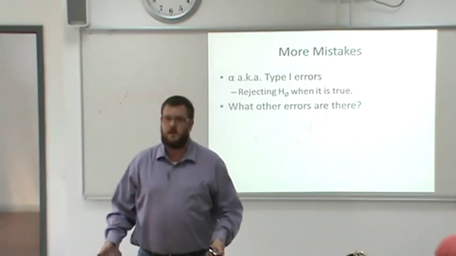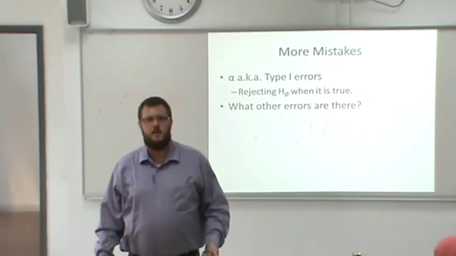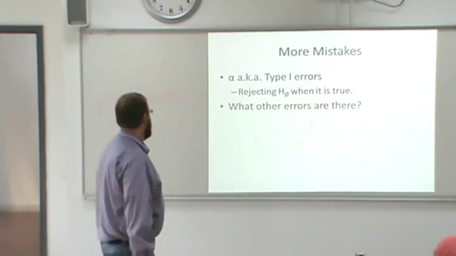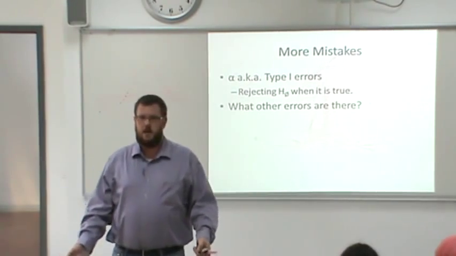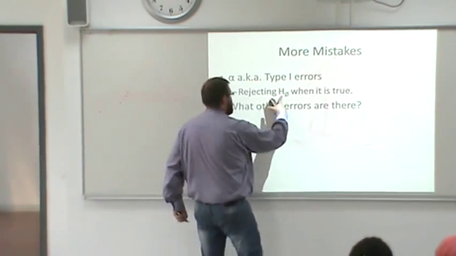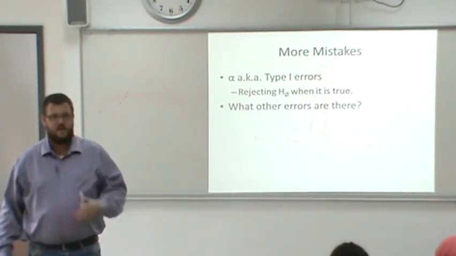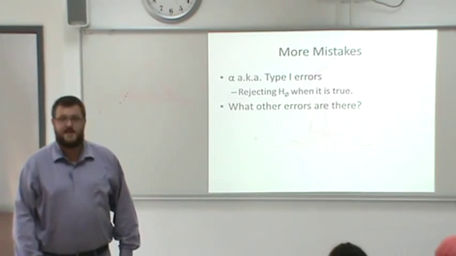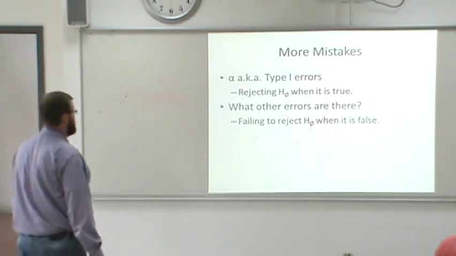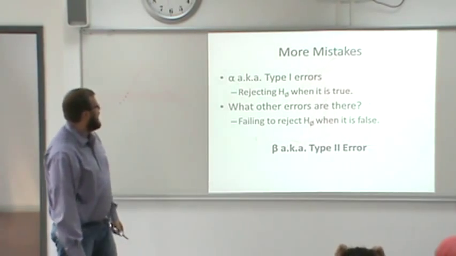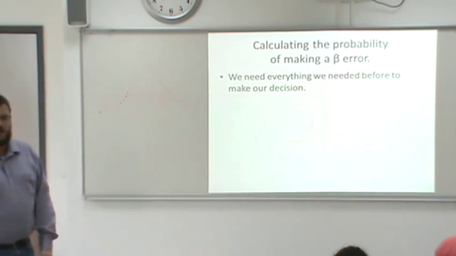What other type of error is there? There's the second type of error, type 2 error. It's beta. If alpha is the type 1, then beta is going to be the type 2. And what is a beta error? Well, if alpha is rejecting a null hypothesis when it's true, what would the beta error be? Failing to reject the null hypothesis when it's false. That's right. So that's a beta or a type 2 error. Now, we can calculate the probability of making this type of error.